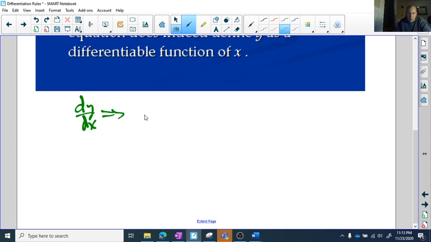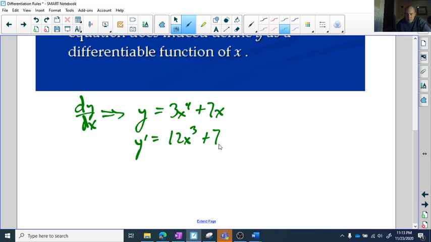Let's suppose I look at this example. So y equals 3x to the fourth plus 7x. Well, the derivative of y, there's two ways you can write it. y prime, that's the symbol that means the derivative of y, would be 12x cubed plus 7. The derivative of 7x is just a 7. I could have also written it as dy over dx, means the same thing. That would also be correct.